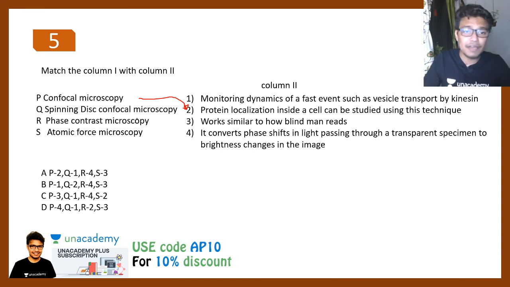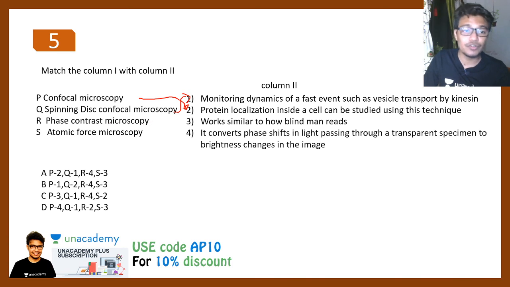Okay, spinning disk microscopy, confocal microscopy is one variant of confocal microscopy which is specially used for high dynamic stuff, like things which are happening very fast in time. For example, vesicle transport inside a cell or molecular movement, etc. So it has a very high frame rate because it uses multiple pinholes. So for that reason, you are going to use spinning disk microscopy.